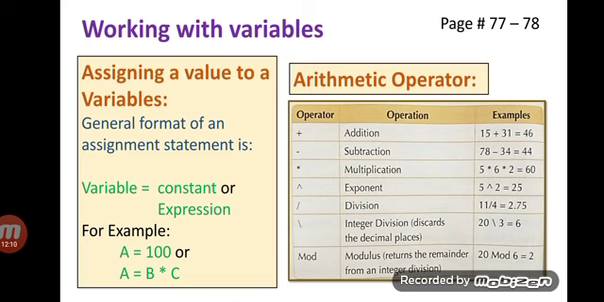After declaring a variable using the Dim statement, one can assign a value to the variable. Here you have an example: a equals 100, or a equals b plus c, b multiplication c. This is the example of assigning a value to a variable. Next we have arithmetic operators. These operators are used to make calculations. All of you know about these operators in mathematics.